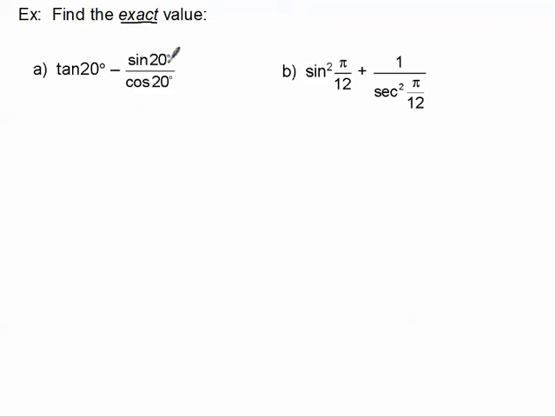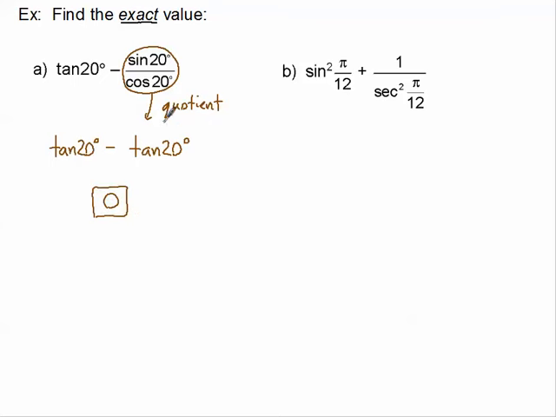What I can do is say, you know what? I know that the sine of 20 degrees divided by the cosine of 20 degrees, there's an identity that says what this is equal to. This is one of our quotient identities. And I can use a quotient identity to say that the sine divided by the cosine is equal to the tangent. And then I'll have the tangent of 20 degrees take away the tangent of 20 degrees. Well, wait a minute, that's just the same number. Whatever this is, take away the same number. Wouldn't that just be zero? So I'm using a quotient identity to transform what this looks like into something that it's equivalent to. Sine of 20 divided by cosine of 20 equals tangent of 20. And then I can subtract.